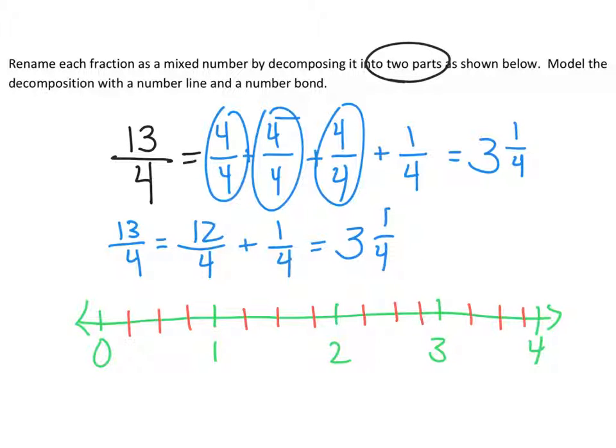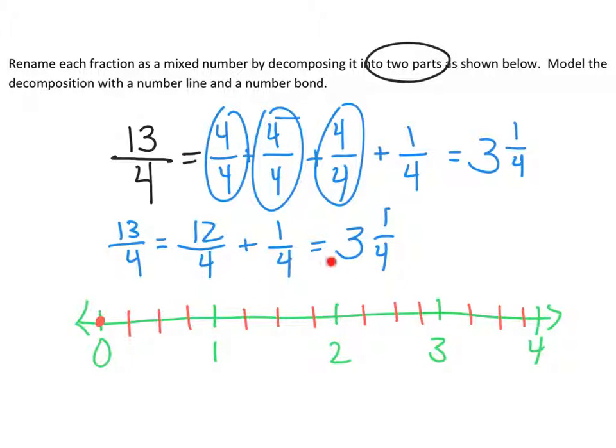So now what we're going to do is we're going to go to the 0. And since we are showing here, we could go 4 fourths. That would give us 1 whole. The next 4 fourths, 2 wholes. The next 4 fourths, 3 wholes. And we're left with 1/4, and then we would just go one right over here. So that's how we can represent this part.